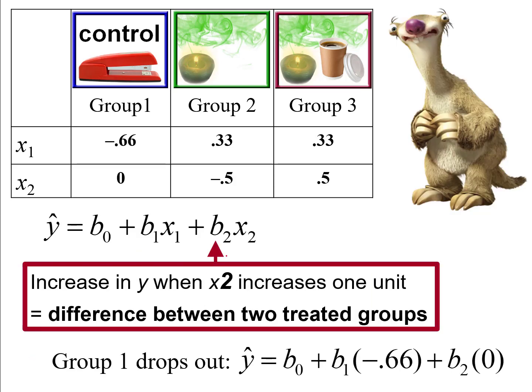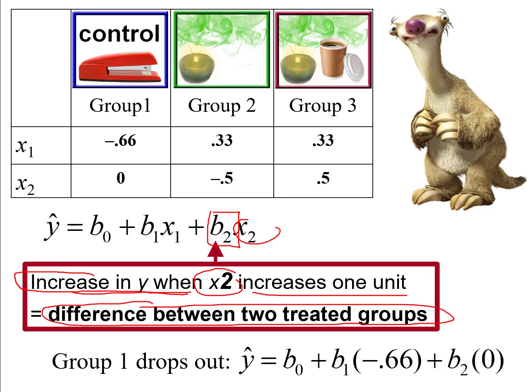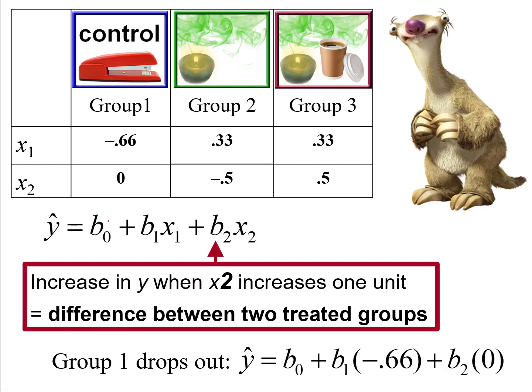Now let's look at our second beta, beta 2. If we run our analysis and get results for beta 2, how do we interpret what beta 2 means? What does beta 2 tell us? So again, anytime we're doing regression, we can say the beta weight tells us the expected increase in y when x goes up by 1 unit. In this case, it's x2. So what's the expected increase in y when x2 increases by 1 unit? And as it turns out, this is going to give us the difference between the two treatment groups. Note that group 1, our control group, is going to drop out of this contrast.